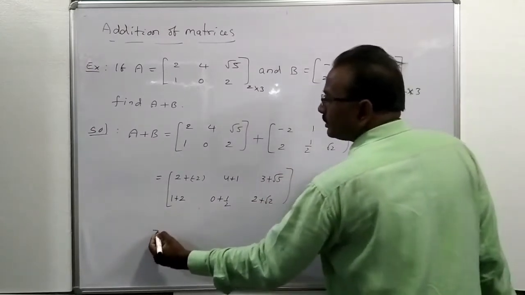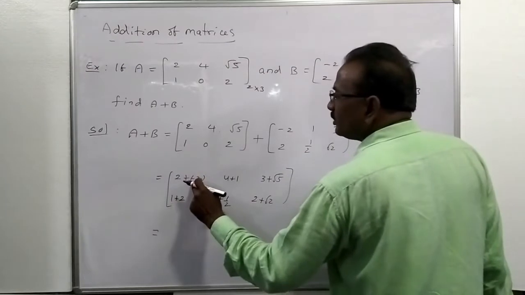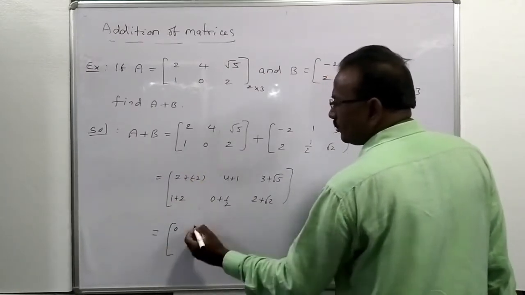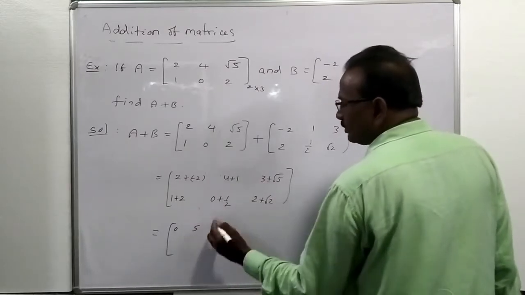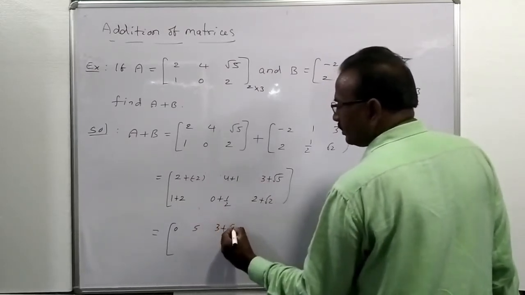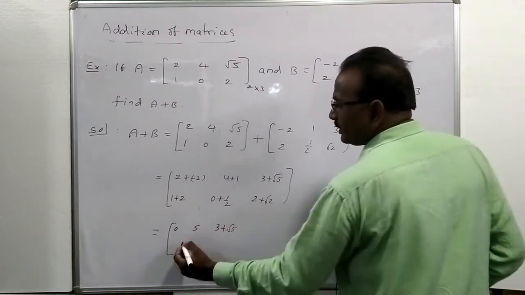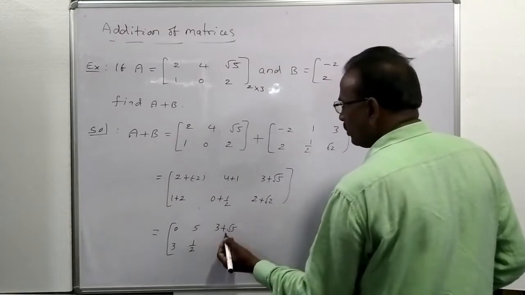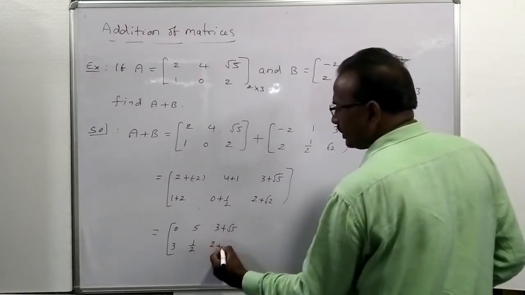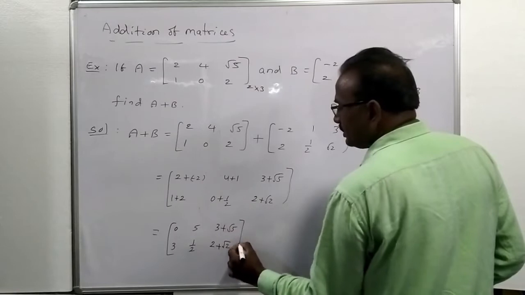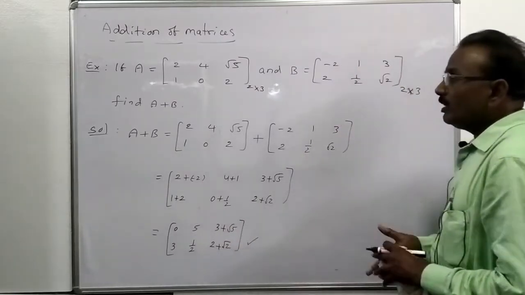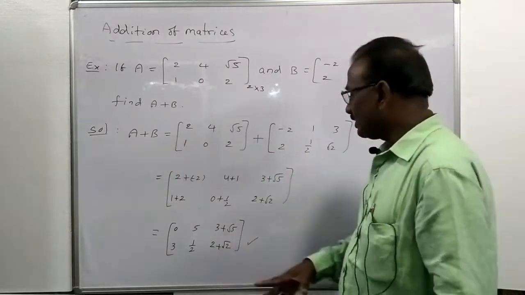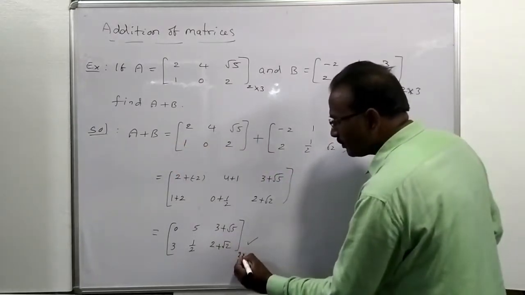So that is here 2 plus of minus 2 is equal to 0. 4 plus 1, 5. 3 plus root 5. Next 1 plus 2 is equal to 3. 0 plus half is equal to 1 by 2. 2 plus root 2. So this is the matrix A plus B. Here order of A is equal to 2 by 3. Order of B is equal to 2 by 3. Therefore order of A plus B is also the same, 2 by 3.